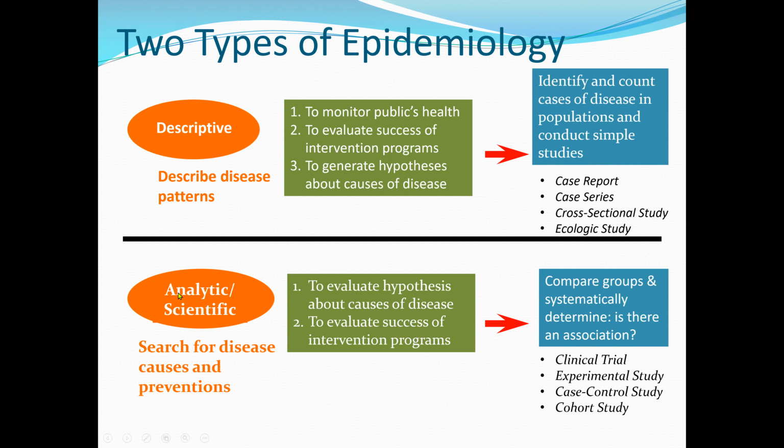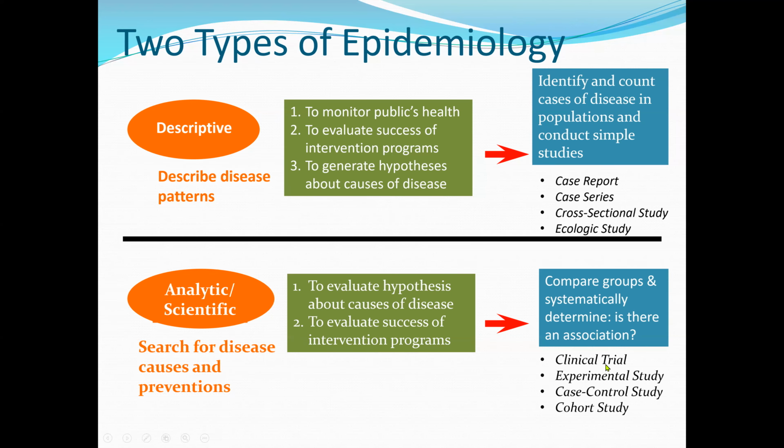The keyword again here is analytic. So analytic epidemiology is where we are doing analysis to find a relationship between the risk factors or the exposure and the outcome. So here we are searching for disease causes and preventions. Here we are going to evaluate hypotheses about causes of disease, and also evaluate the success of intervention programs. So here we're going to compare the groups and systematically determine, is there an association?